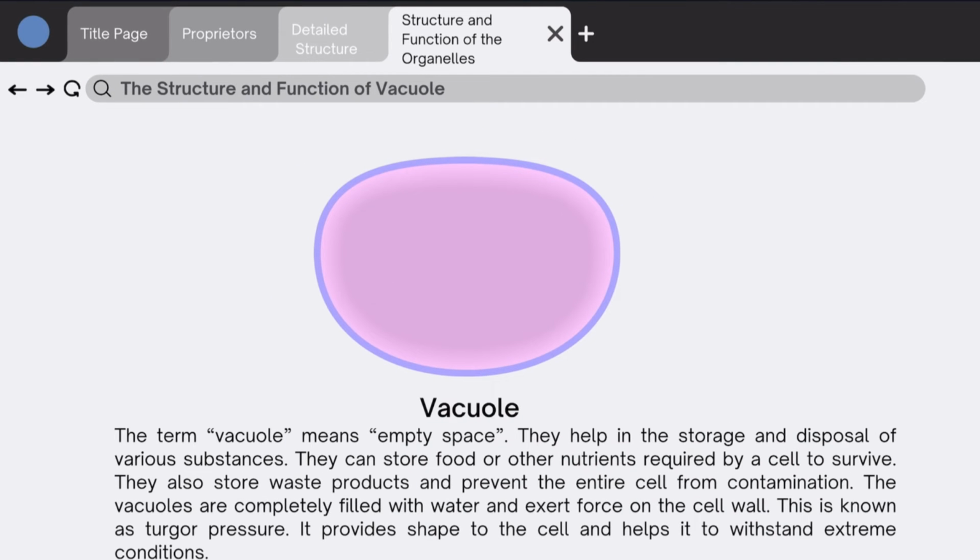Okay, next is vacuole. The term vacuole means empty space. They help in the storage and disposal of various substances. They can store food or other nutrients required by a cell to survive. They also store waste products and prevent the entire cell from contamination. The vacuoles are completely filled with water and exert force on the cell wall. This is known as turgor pressure. It provides shape to the cell and helps it to withstand extreme conditions.